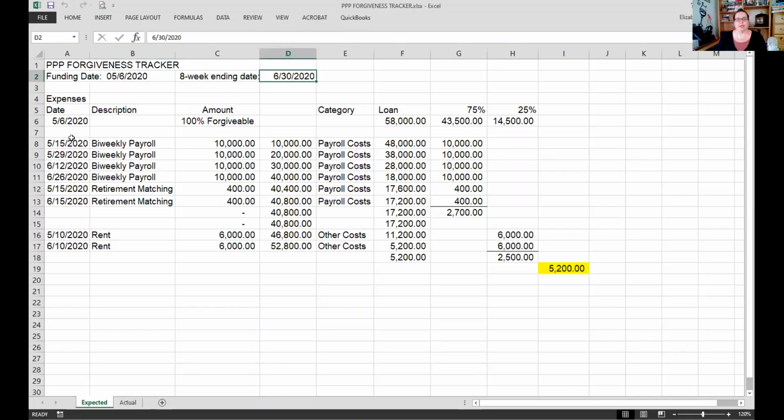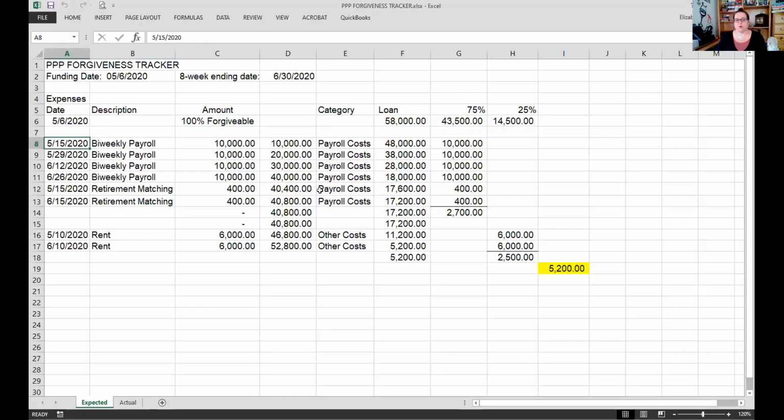And then what I'm doing is I'm setting up the date I got funded, and how much the total loan was for. So the bank gave you, in this case, $58,000. What's 75% of that? That is your target for your payroll costs. You want it to be this dollar amount or more. And then what's left over is 25% that you can use for other costs, which, like I said, utilities, telephone, rent, mortgage interest on your building, those types of things.